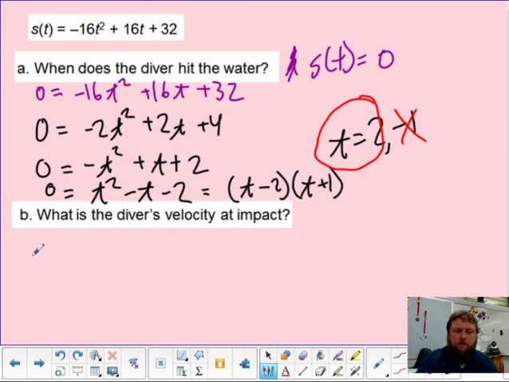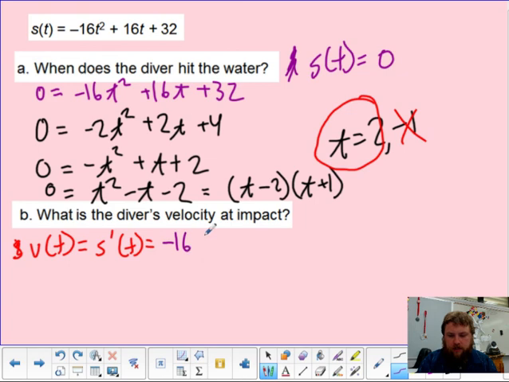All right, now that we know when he hits the water, what's the diver's velocity at impact? And we know that velocity is going to equal the derivative of the distance function. So velocity equals s prime of t, which is going to equal the derivative of that, negative 16 times 2t plus 16, and that's it. And so that can be written as negative 32t plus 16.